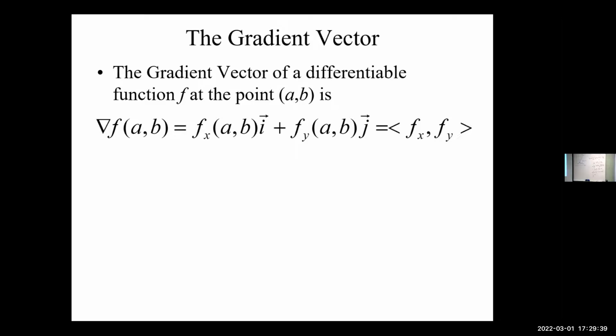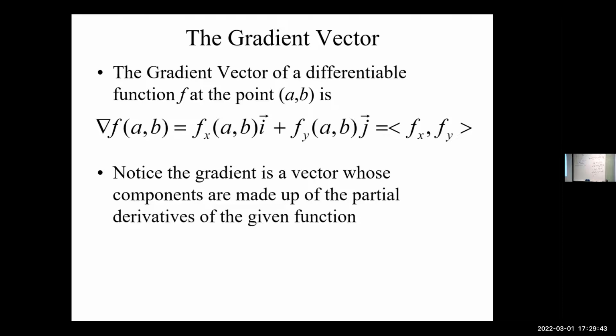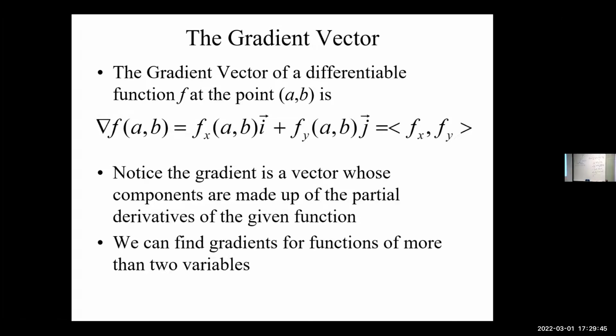Again, it's a vector made up of the partials. That's it. If you can find partials, you can find a gradient, and they go in order. This extends to n dimensions. However many variables you have, you can have a gradient for it. We're only going to do it in 2D and 3D. But if you had a function of 4 variables, you could find a gradient for it.